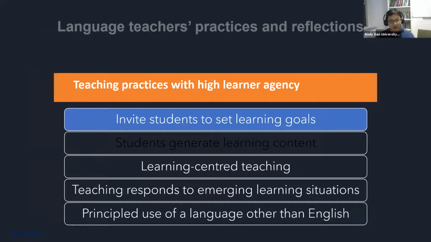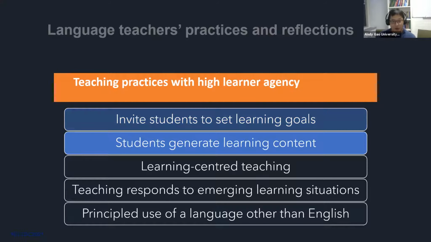There are a few practices that we think can help to promote high learner agency, which will lead to enhanced motivation in language learning. First, I can think of the pedagogical suggestion where we can invite students to set learning goals. Remember, agency is the kind of meaningful action that students or language learners can take to effect changes in their learning process or life. So we can in the learning process invite students to set learning goals.